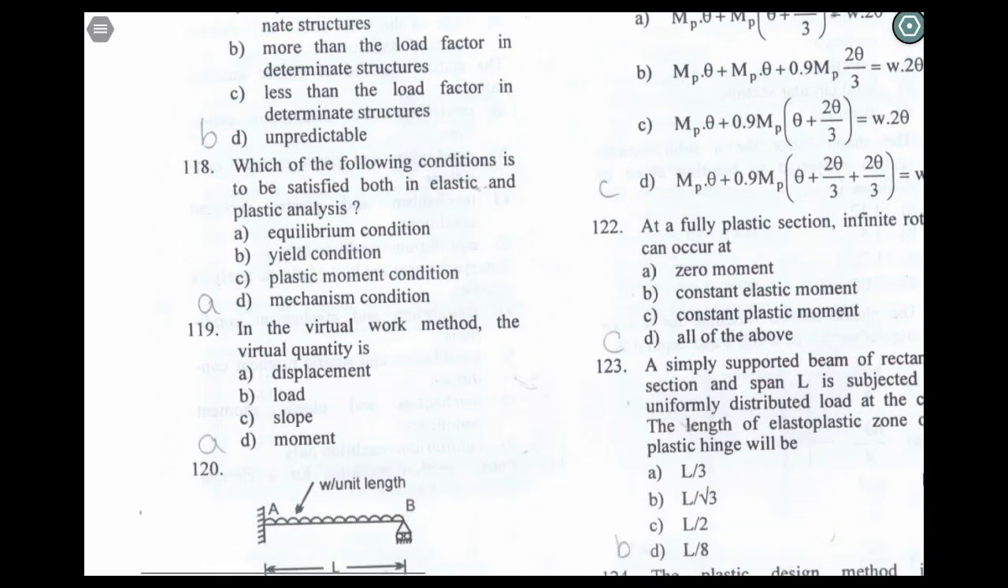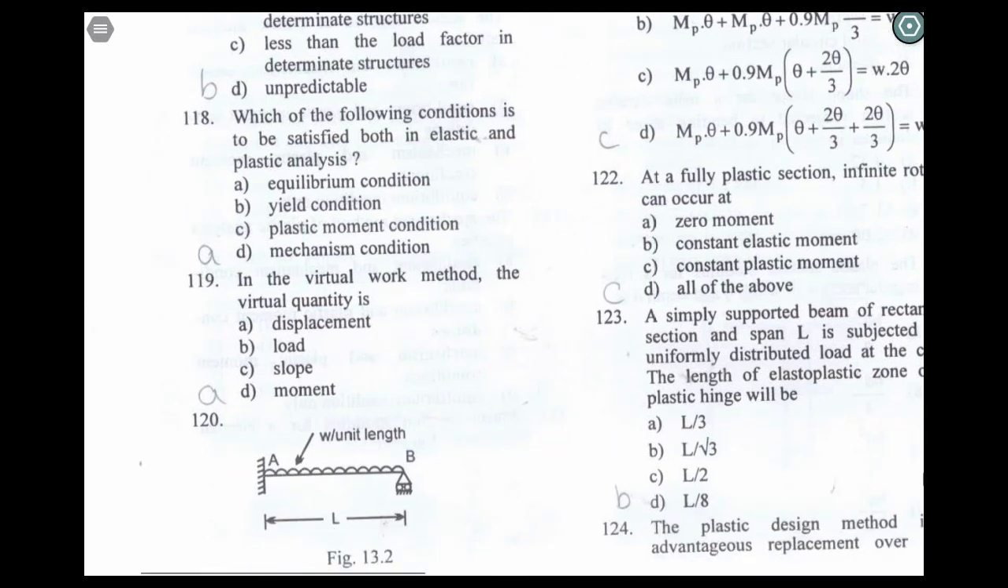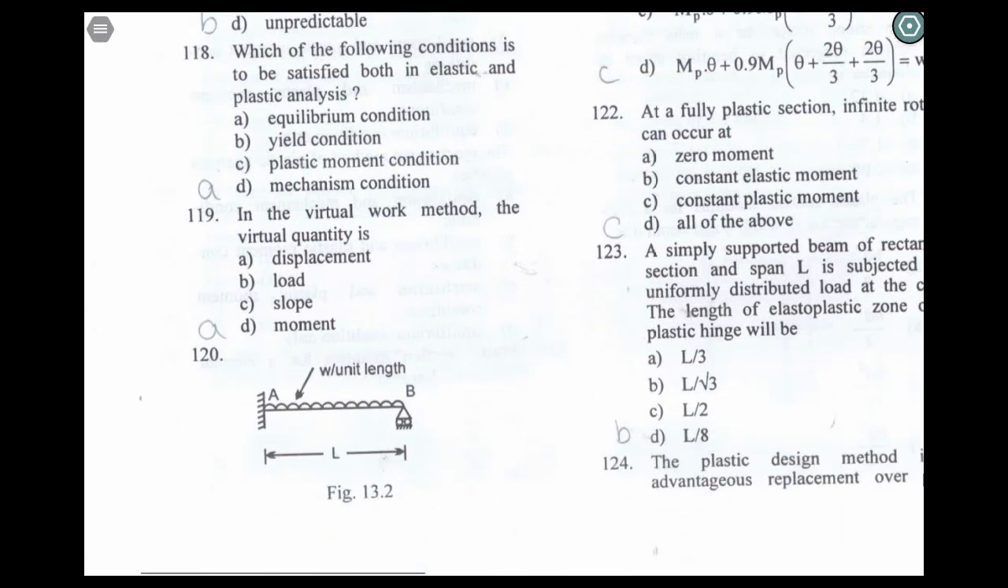Next, question number 119. In the virtual work method, the virtual quantity is displacement. A is the correct option. Displacement is the virtual quantity in virtual work method. Next question. As you can see the diagram here. So yeah, let's see the question.